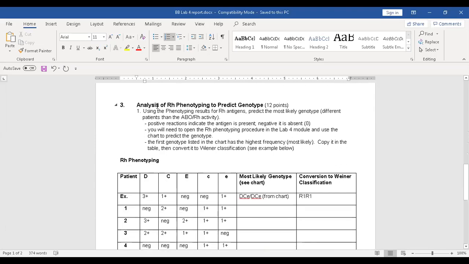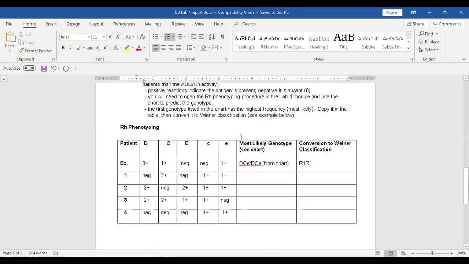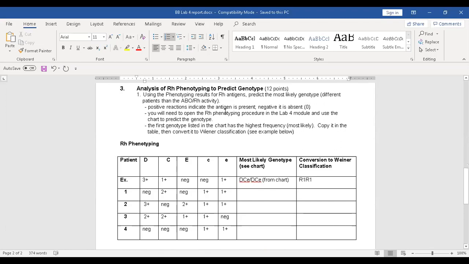Then when you get to the third part of the lab, this activity is just what we did together on the PowerPoint. Basically I have typed up for 4 different patients some phenotyping results, and I did an example here. Okay, this is actually the one that was the gel card we did. So you're basically going to have to access the chart either from the PowerPoint or from the procedure, the Word document, the known chart, and you're going to pick the first most likely genotype, type it in here, and then convert it to Wiener. So I did an example here. Okay, so you're going to do that for all 4 of them.